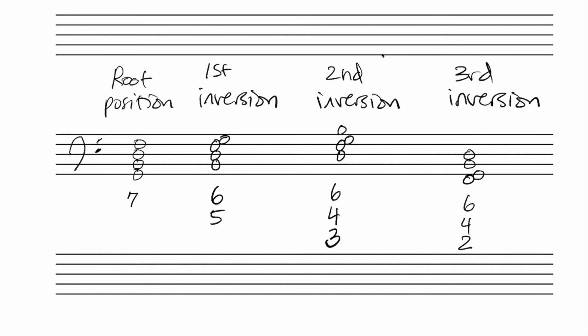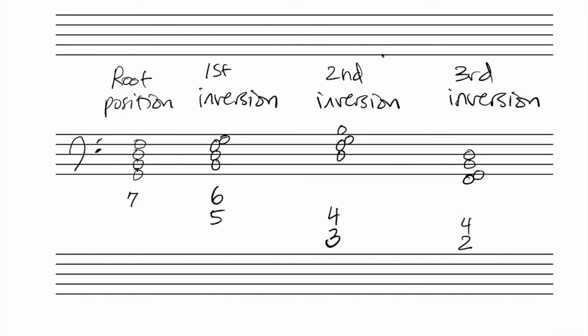First inversion, we use the symbol 6-5. Just like the triad, we understand the third to be implied. For second inversion, we use the symbol 4-3. In this case, the sixth is implied. And similarly, for third inversion, we use the symbol 4-2. The sixth is implied.